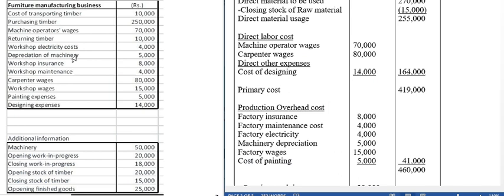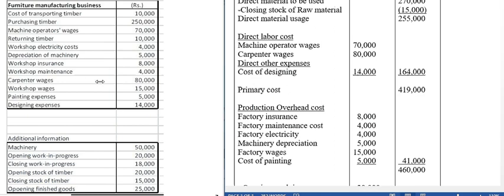Next one, depreciation of machinery also comes under production overhead cost. Machinery depreciation 5,000. Next one, workshop insurance rupees 8,000. Workshop insurance means factory insurance. I have mentioned it as 8,000 under production overhead cost. Next one, workshop maintenance rupees 4,000 given. Workshop maintenance also comes under production overhead cost. Here as factory maintenance cost I have mentioned 4,000.